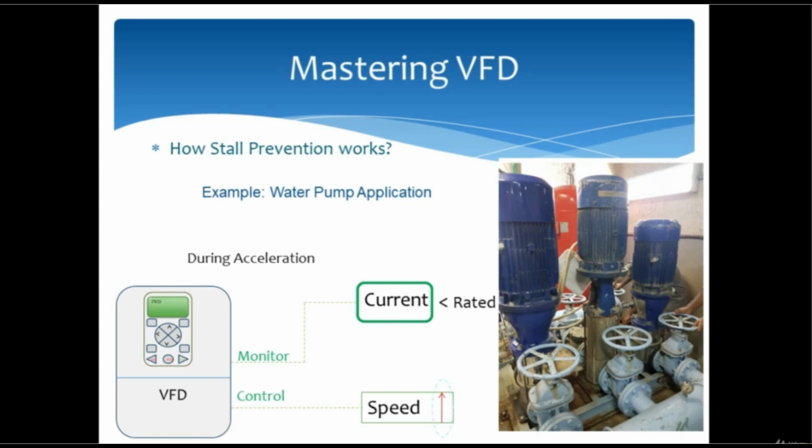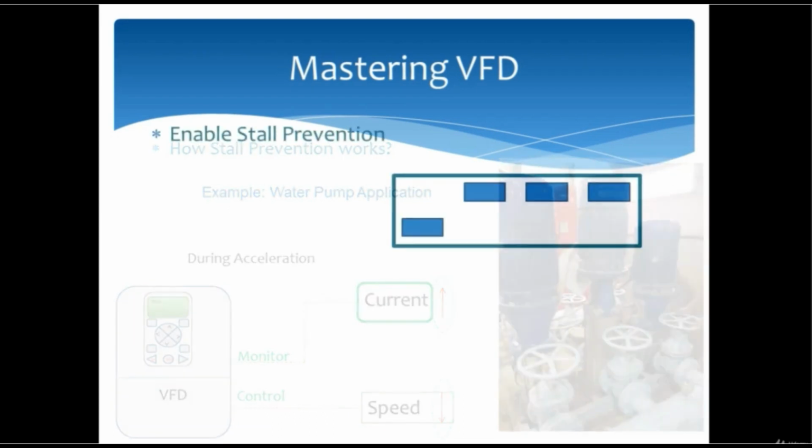So the VFD monitors the current, and once the current is higher, the stall prevention function starts reducing the motor speed until the current is below the rated. And the VFD keeps monitoring while accelerating. If the current moves above the rated, the VFD stops acceleration and keeps the same speed or even reduces it until the current gets below the rating. So that was the background.